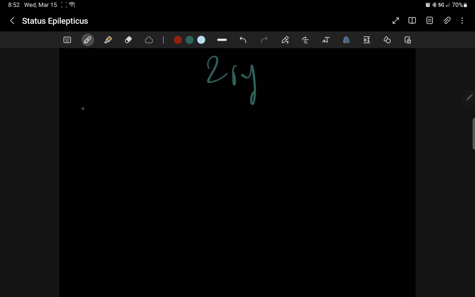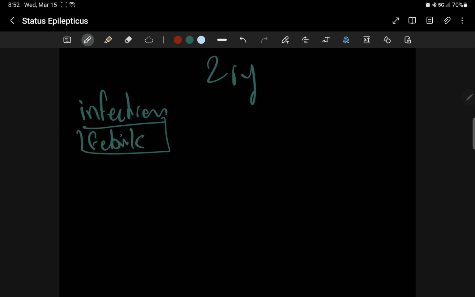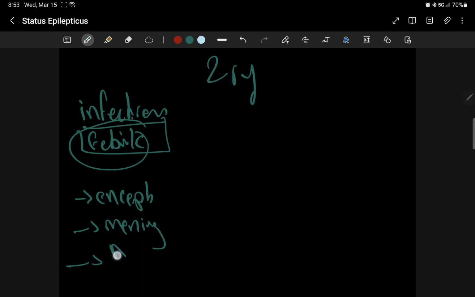We can think of infections, right? And infections will fall under that febrile seizure part. However, febrile seizures, when we talk about their differentials, we will look at the concerning and non-concerning features, which we will discuss. But these infections I'm talking about are mainly encephalitis or meningitis or brain parenchymal abscess.